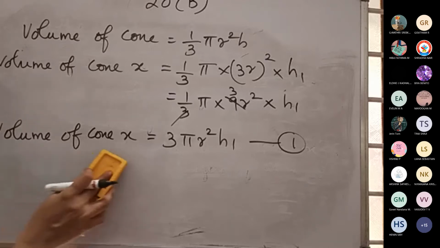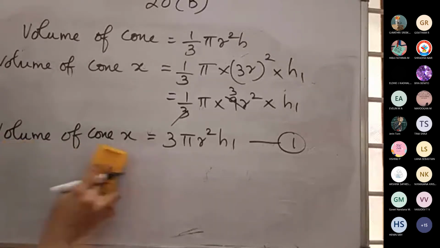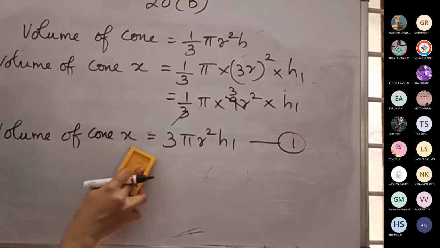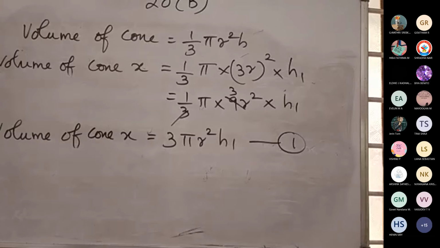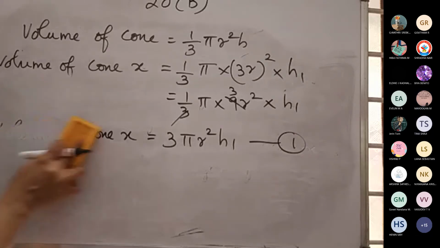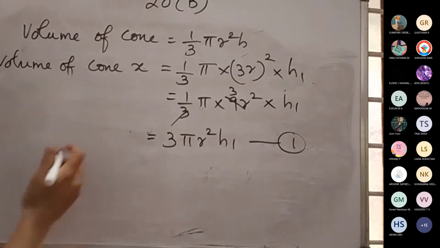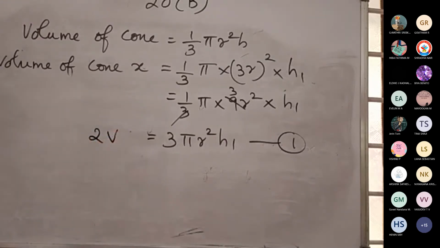Instead of that volume of cone x, we can substitute it as what? We assume the volume of cone x as what? Let the volume of cone y be equal to v, then the volume of cone x will be 2v. So that is equation number 1.